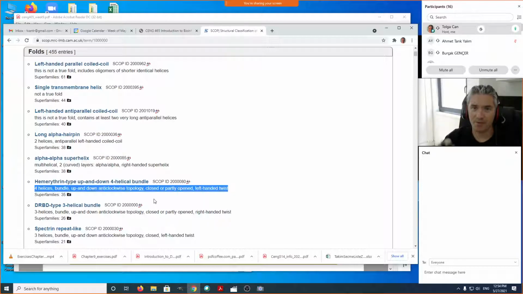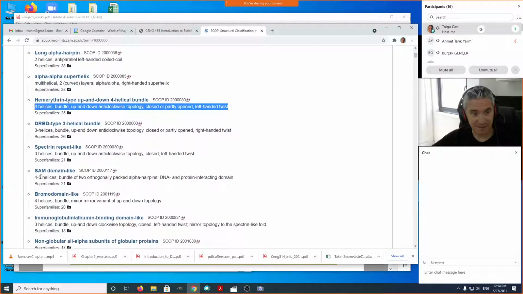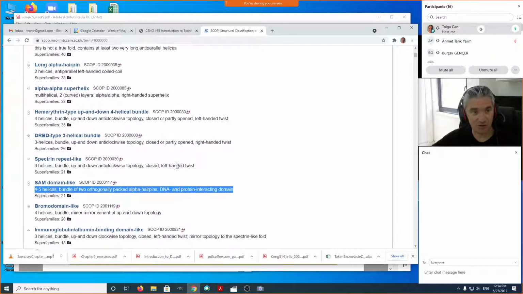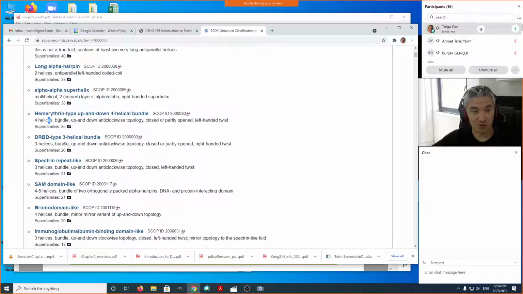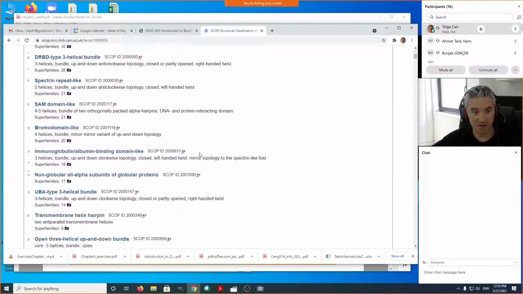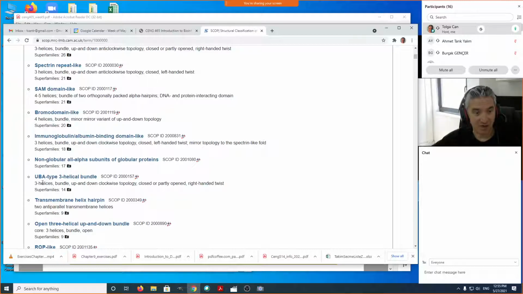So how do you describe a protein in terms of its shape? And here's just some text. Each of these small sentences below is a textual description. 4 helices in the structure, bundle, they're bundled up and down, anti-clockwise topology, closed or partly opened, left-handed twist. Some of these don't mean anything to me. So 3 helices, bundle, up and down, clockwise topology. So they have a certain textual terminology to describe that 3-dimensional shape.